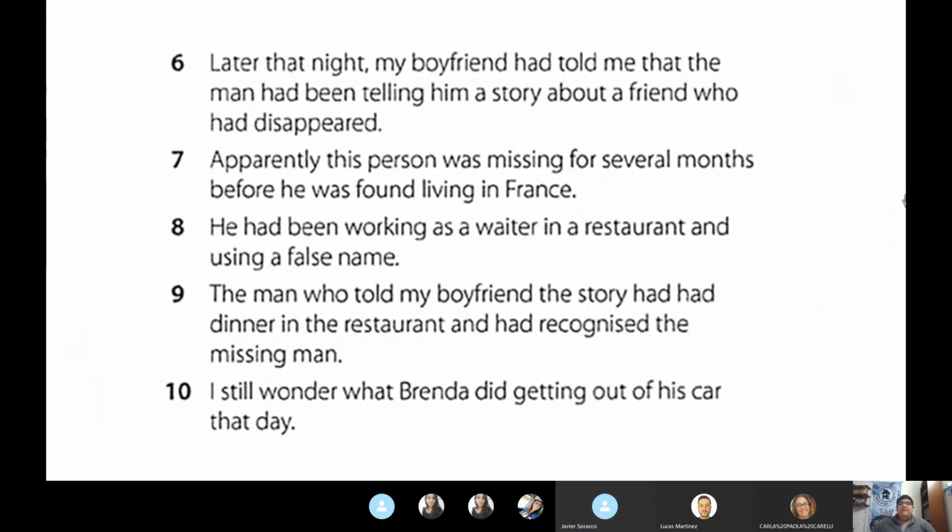Later that night, my boyfriend had told me that the man had been telling him a story about a friend who had disappeared. Later that night, my boyfriend told me, yes, that the man had been telling him, yes, told me. Yes, that's correct. The next one.